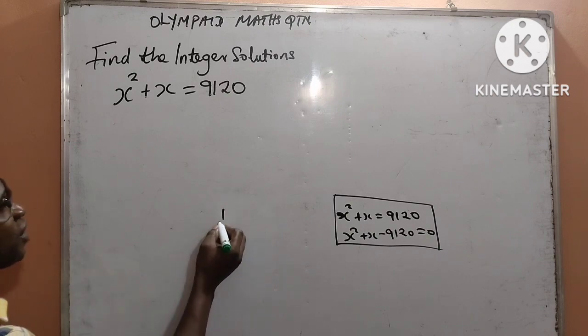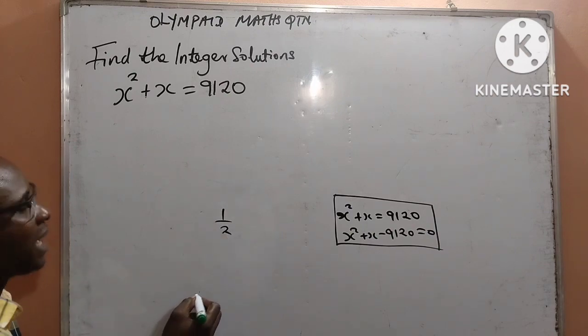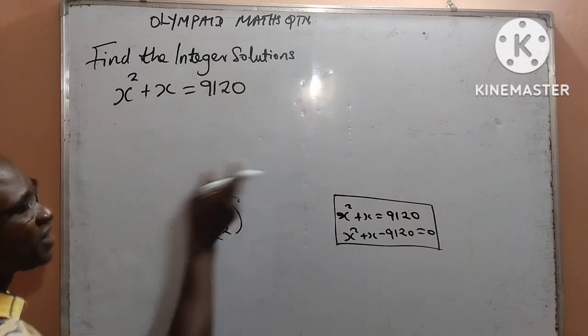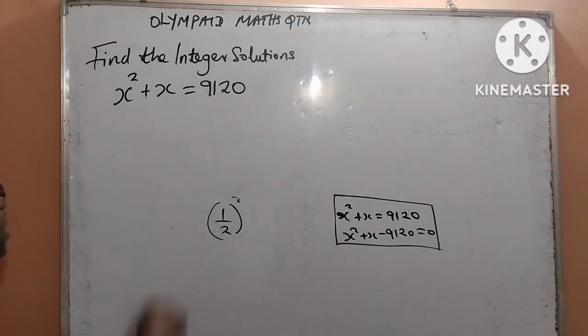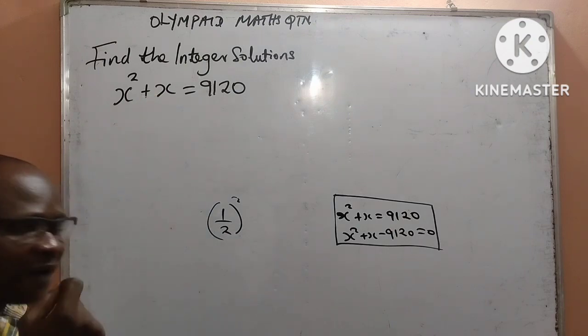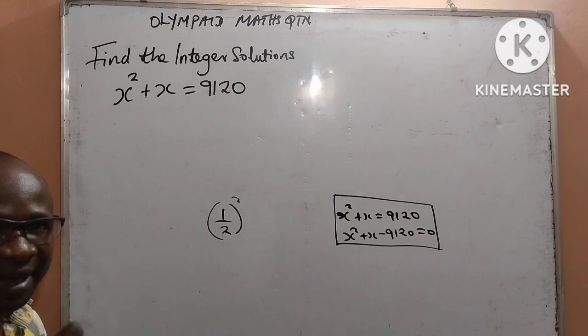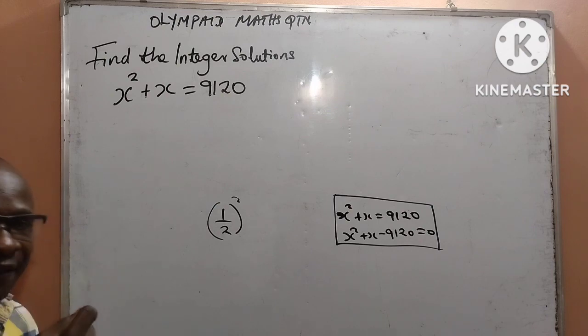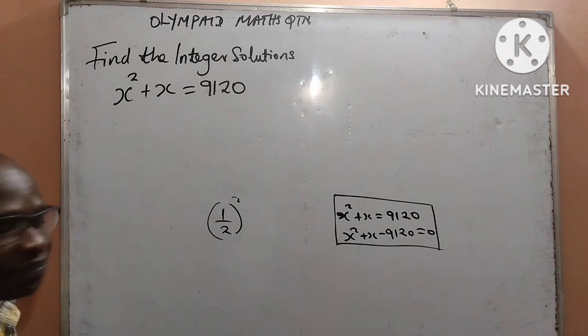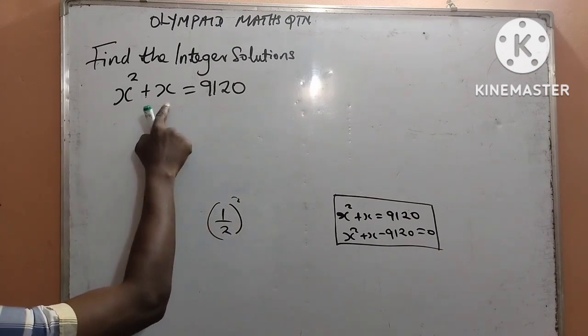I will now divide the coefficient of x by 2, and then find the square of it, and then add it to both sides. What does it mean? I will take half the coefficient of x, and taking half of a number is dividing that number by 2. Then when I take half of it, I will square it and add it to the right and to the left.